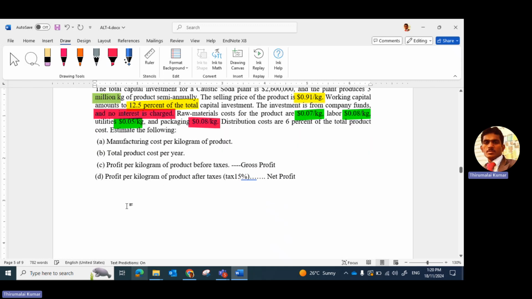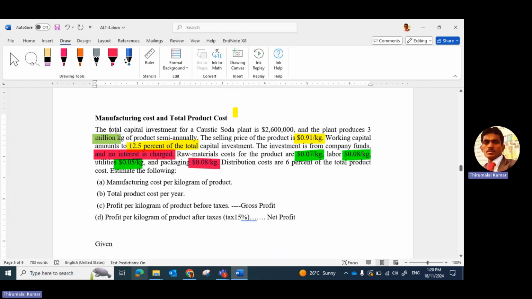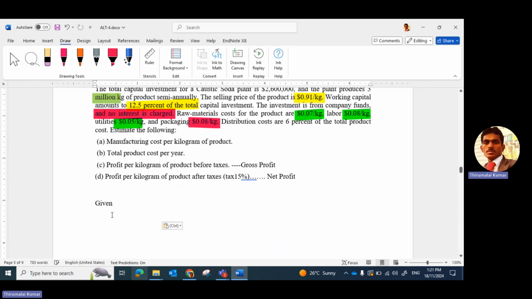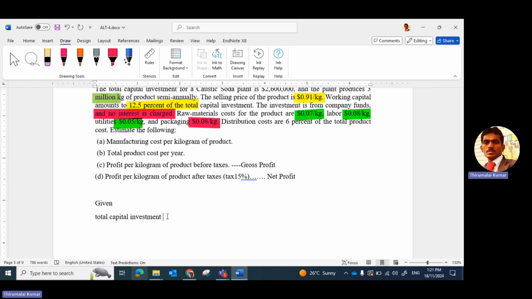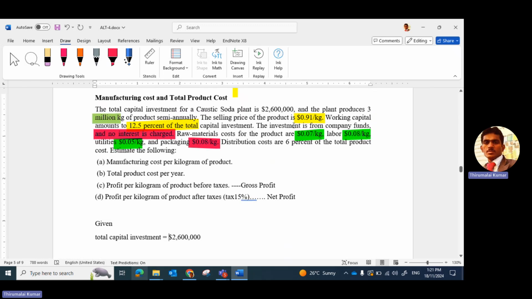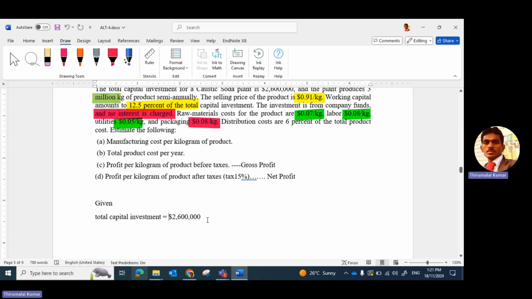So let us write what are the given data we have. The total capital investment for the caustic soda plant is $2,600,000. So total capital investment is $2,600,000.